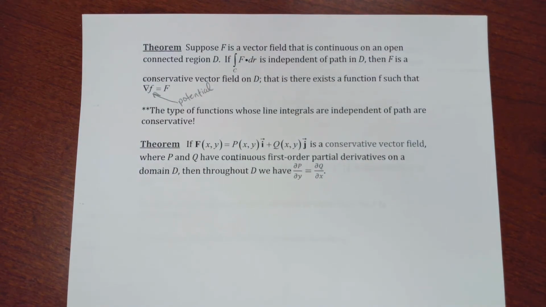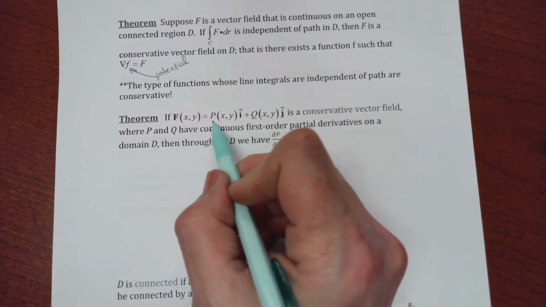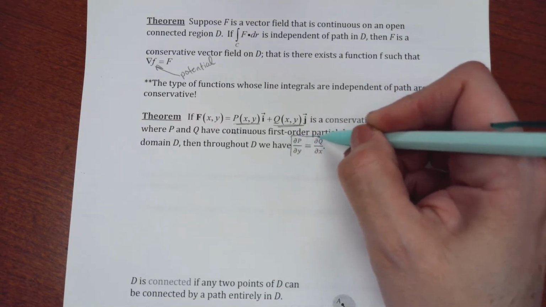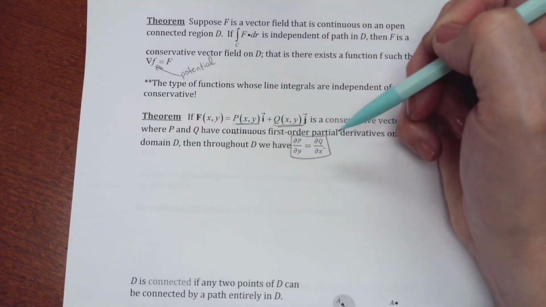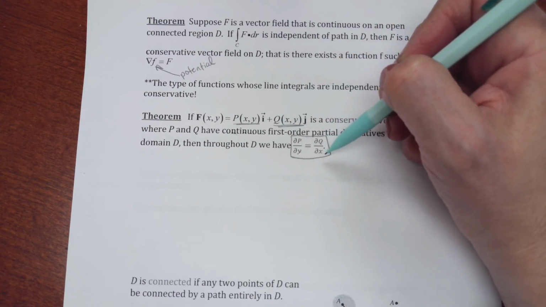And the type of function whose line integrals are independent of path are conservative. All right, so here we get to where we're going to use some of this a little bit later. If you have your function and notice that you have a p function here and a q function there, if it's a conservative vector field where p and q have continuous first order partial derivatives, so that means you can do the derivative and they're continuous when you do them on a domain, then this is going to be true. So the derivative of the x part, that's p, with respect to y, should equal the derivative of the y part, that's q, with respect to x. So it's kind of like crisscross, like backwards.